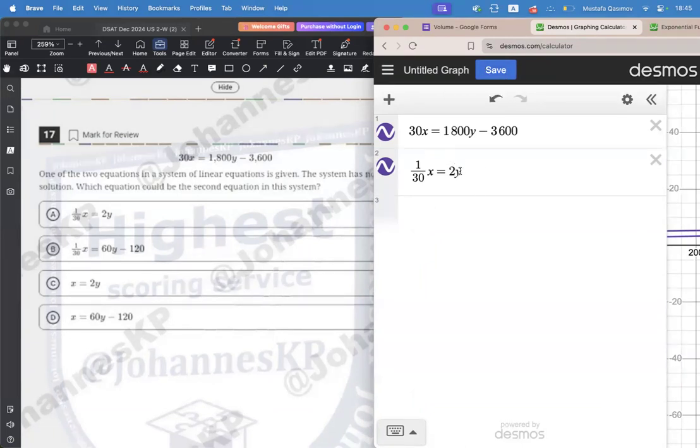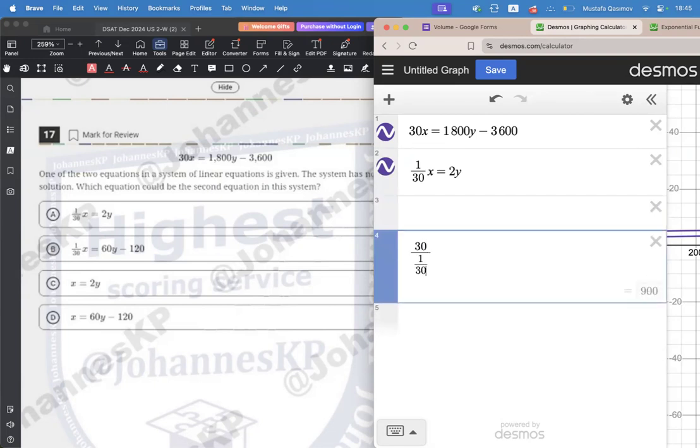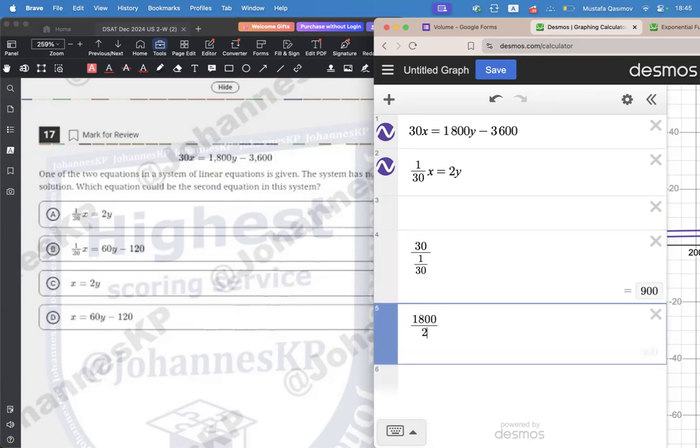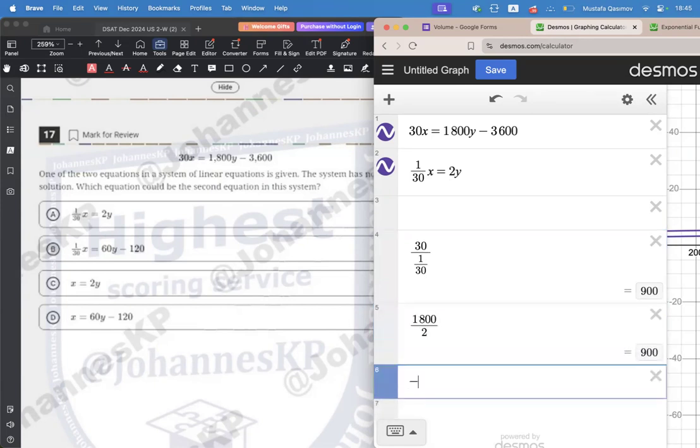So it's like that. If you want to use a different method, you can also write it like this. 30 over 1 over 30, 1800 over 2, and negative 306, negative 3600 over 0. It is undefined. So when the first two are equal to each other, but they are different from the third one, it means that there is no solution. Any question?